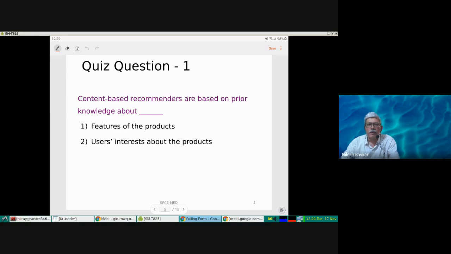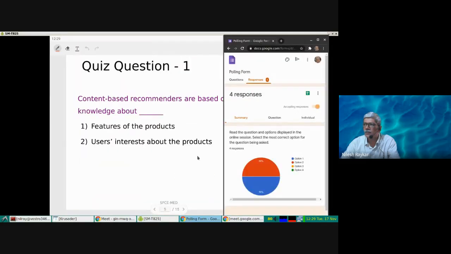Okay, so I got 4 responses, out of which 2 are correct. Having shown the responses, it moves towards the majority. So the correct answer for this is: content based, they are based on the features of the product. And user interest is related to collaborative filtering type of recommenders.